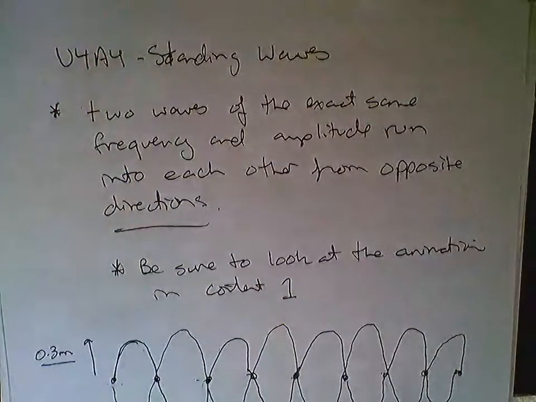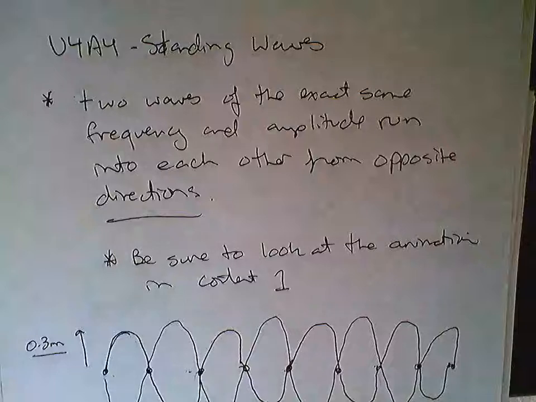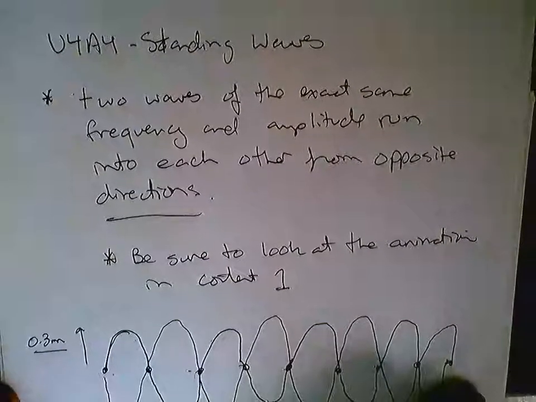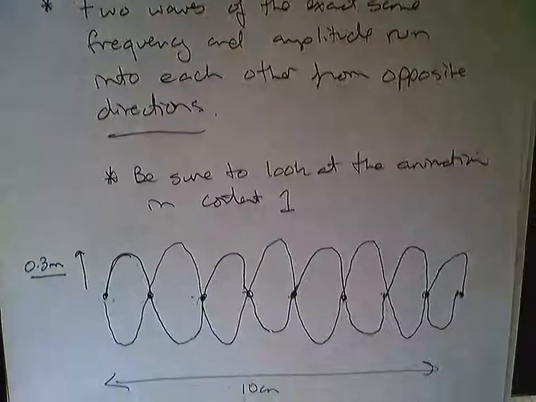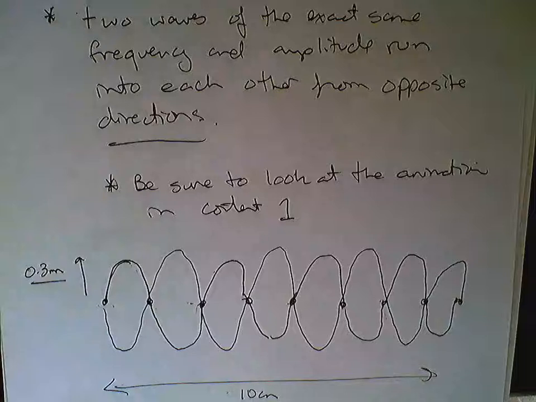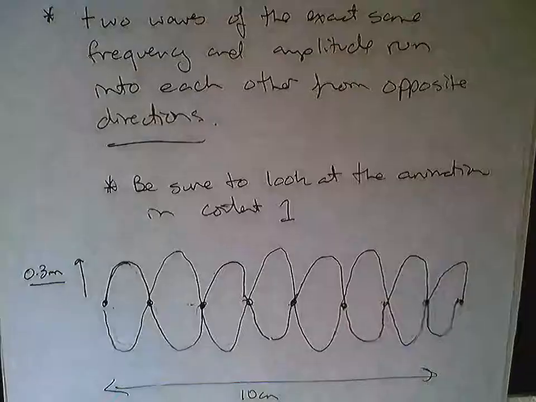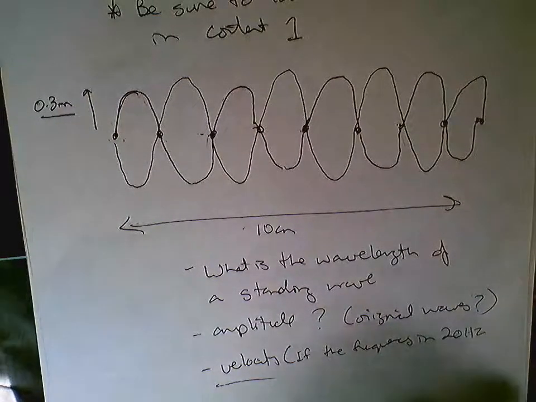Okay, in section U4A4, so we're on unit 4, activity 4, what we're looking at are standing waves. A standing wave occurs when we have two waves of the exact same frequency and amplitude and they run into each other from opposite directions. What happens? Now, these standing waves are very important in music. Be sure to look at the animations in content 1 to see what a standing wave looks like. This is going to be what the wave diagram of a standing wave looks like.